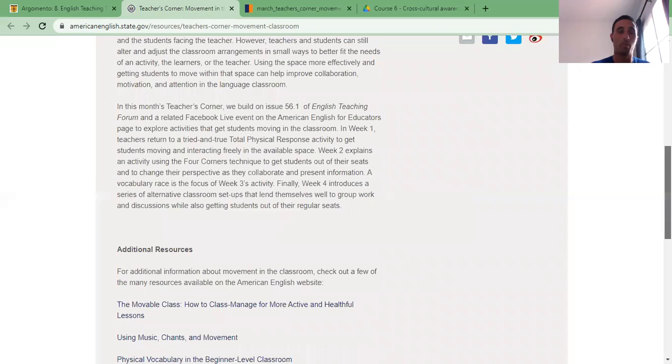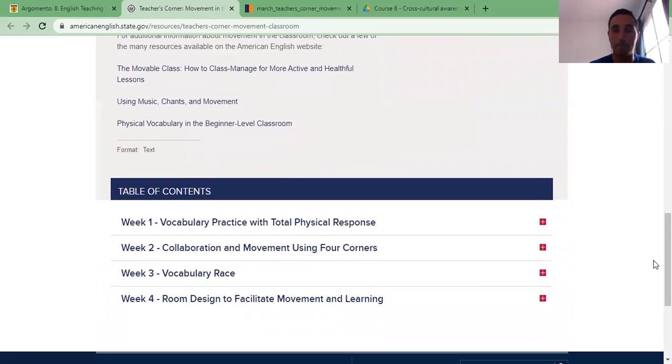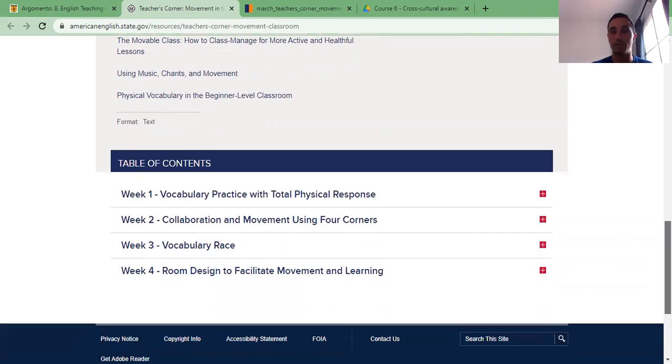Then the article explores what I believe is a learning unit that is taught in 4 weeks, where each week presents different approaches to get the students moved in the classroom.